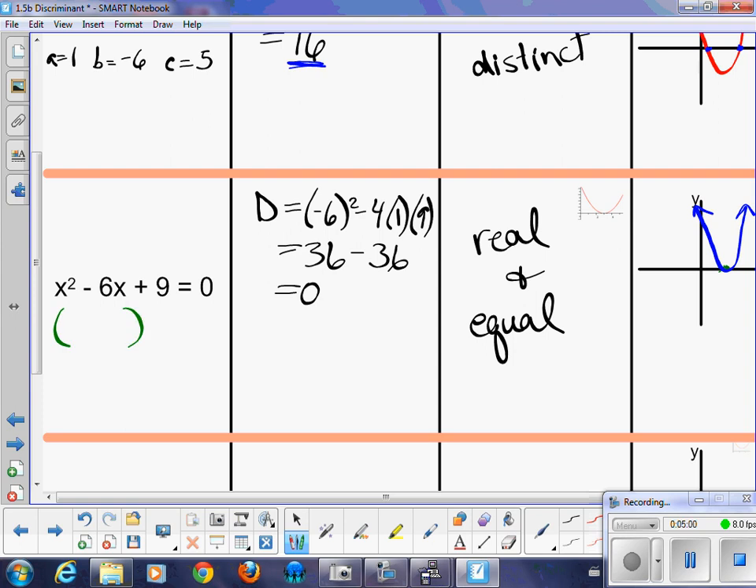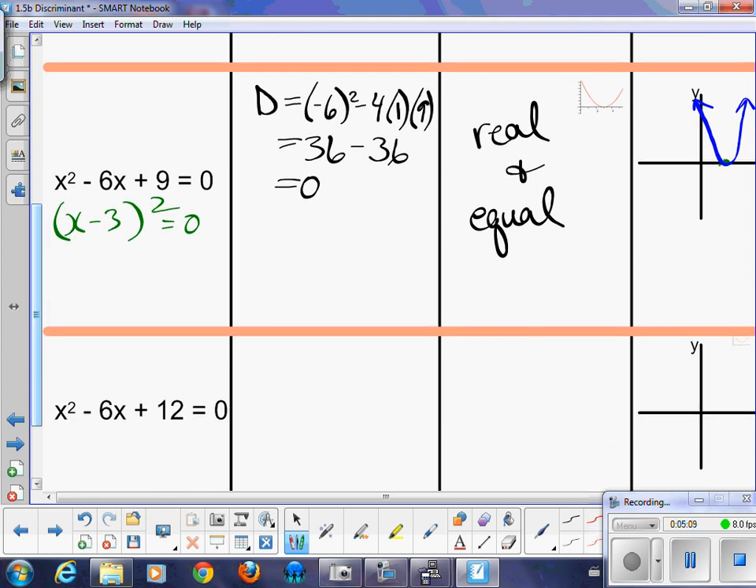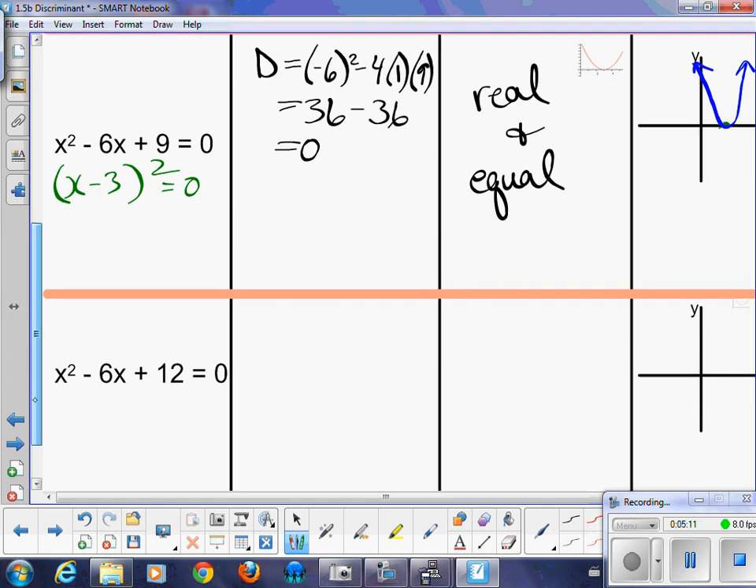If you look at that equation, you can see that it is a perfect square of x minus 3 equals 0. So you can see that it is a perfect square that I talked about from the previous page.